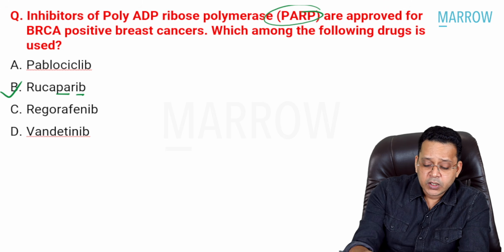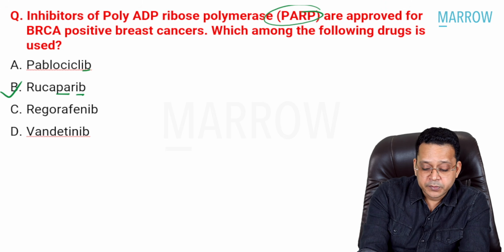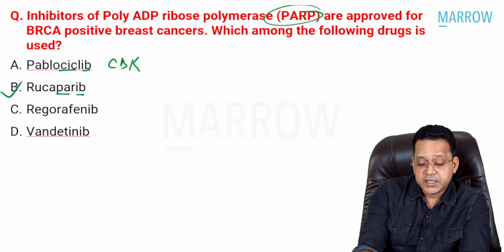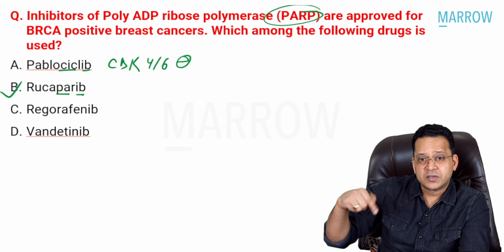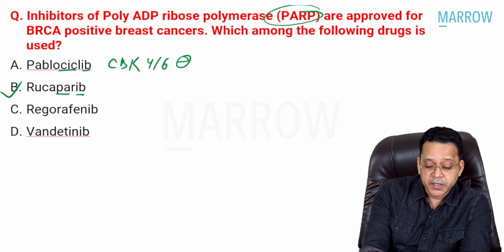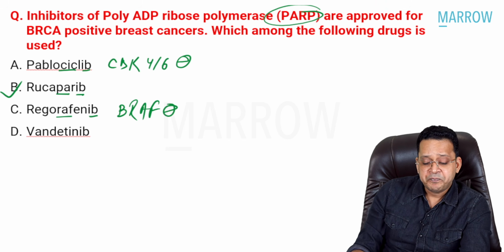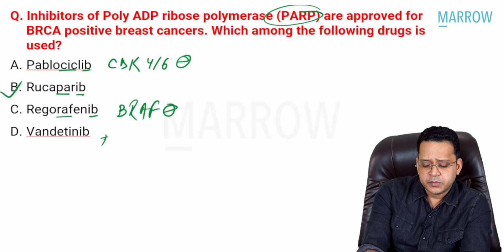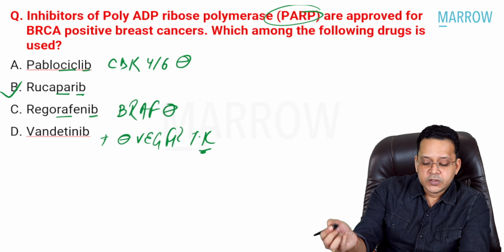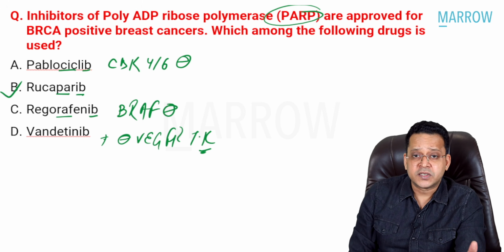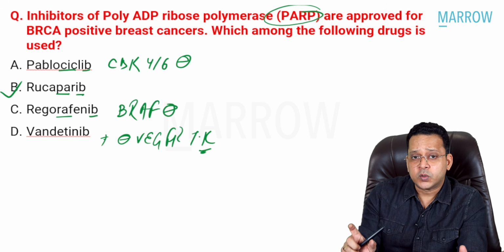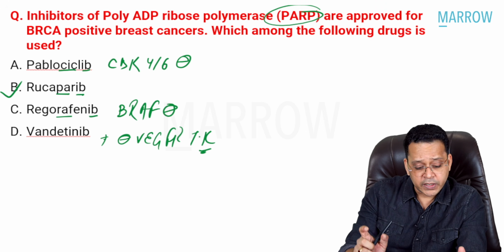As simple as that. What is palbociclib? IB means inhibitor, CI means CDK, cyclin dependent kinase, CDK4 and 6 inhibitor. It is also used in breast cancer, by the way, right? Regorafenib, IB inhibitor of RAF. RAF has been taken from BRAF. So it is a BRAF inhibitor used in malignant melanoma. And vandetanib is an inhibitor of VEGFR tyrosine kinase. So here the answer is rucaparib, and again, this is not a difficult MCQ, and I have taught you this in Marrow, how to dissect the name of the drugs and get to the right answer, right?